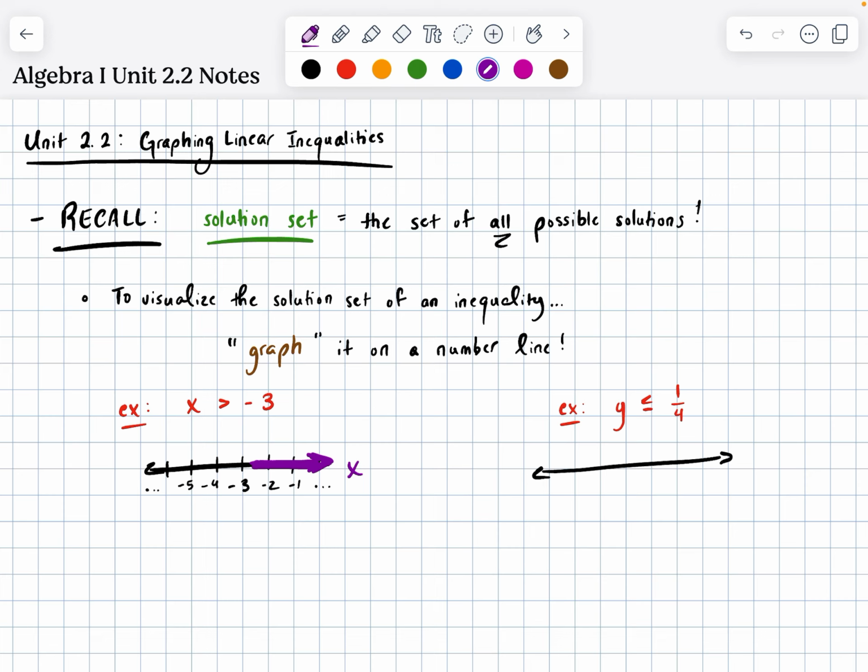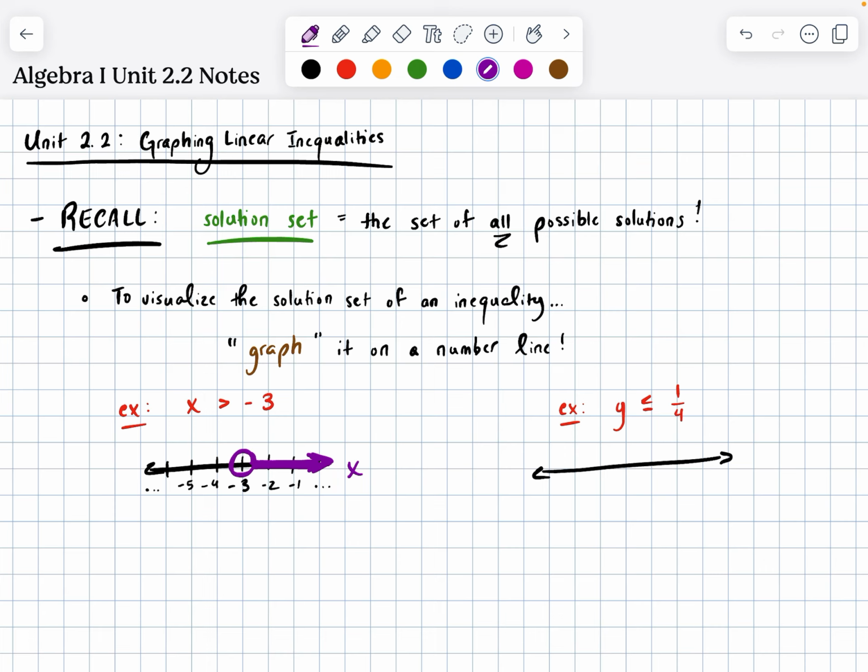Now the -3 poses a bit of a problem because it's not actually included in the solution set, right? I need x to be bigger than the -3, so I can't shade in the -3. The way that I'm going to solve that problem, because the -3 is important, I still want to label it in some way.